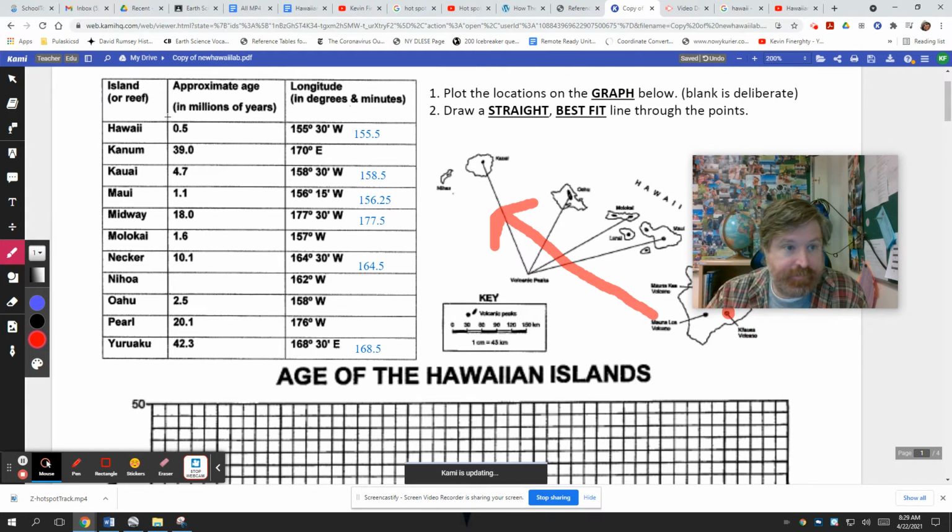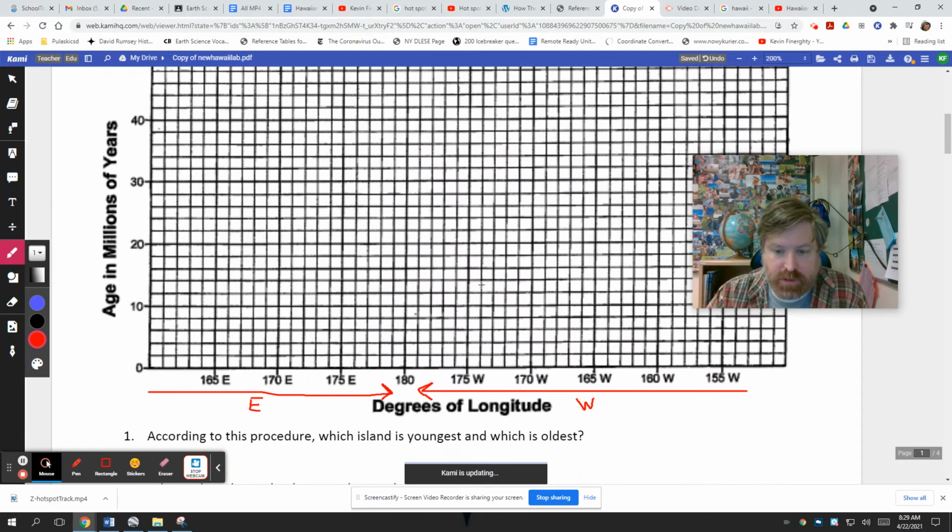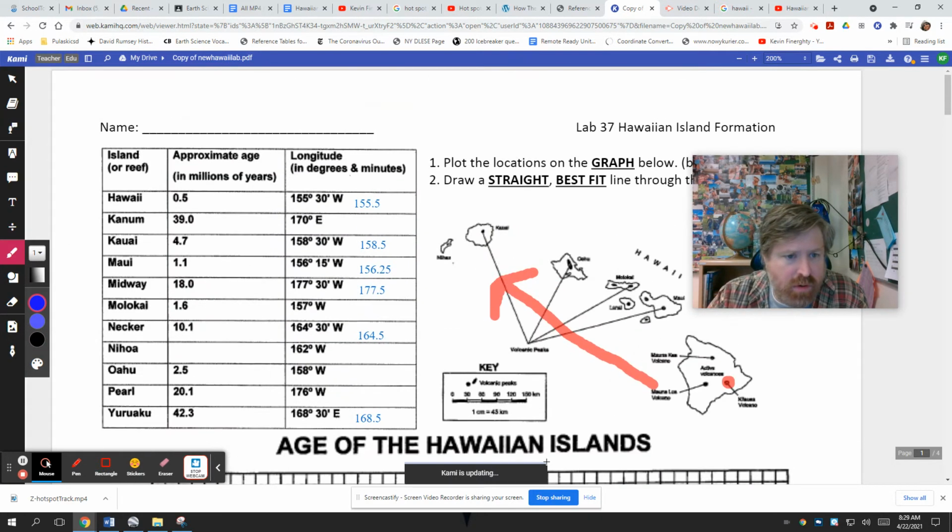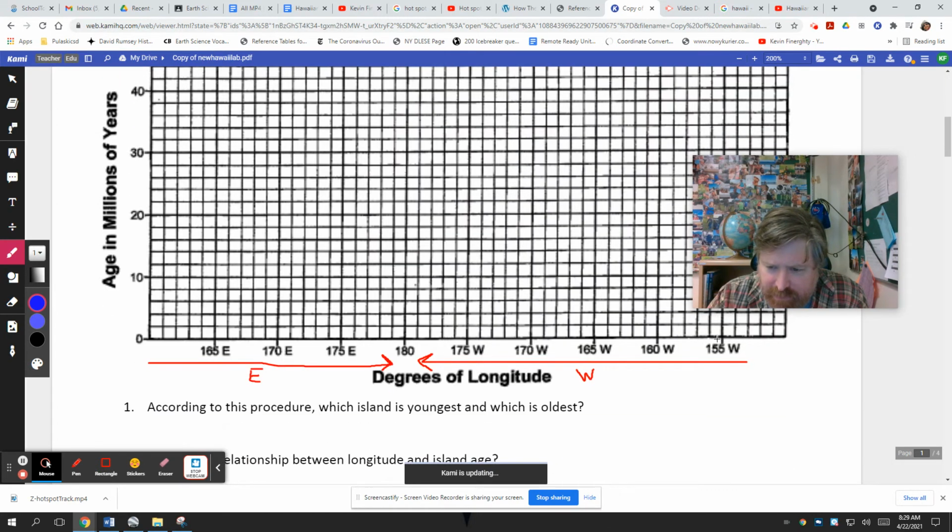So let's do it. If Hawaii has an age of a half a million years and it's at about 155.5 west, 155.5 west is right about there. 500,000 years, each of these is worth 2 million. So the first one's kind of the harder one. 155.5 and 500,000 when each box is worth 2 is only going up like a tiny little bit in the box right about there.